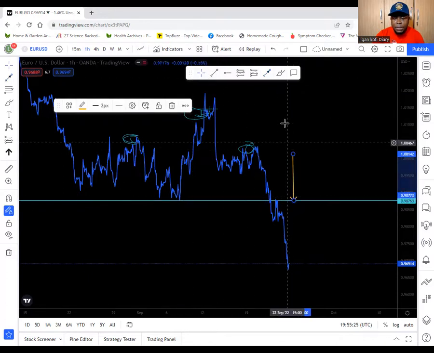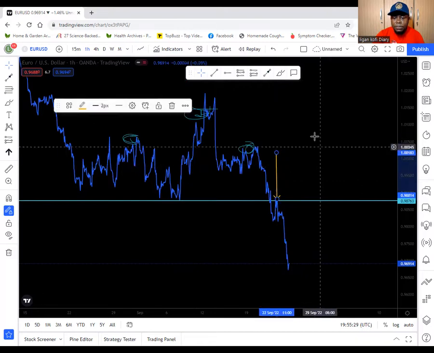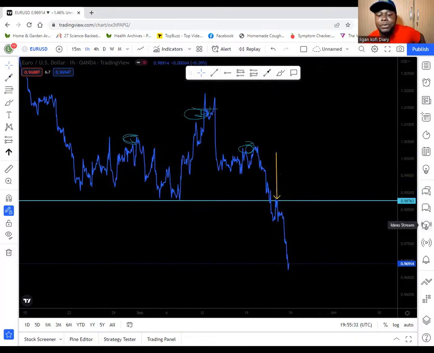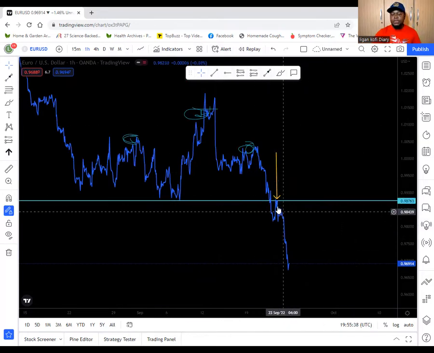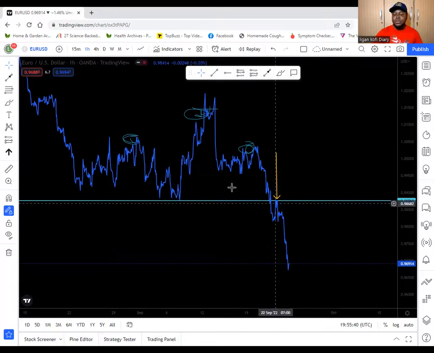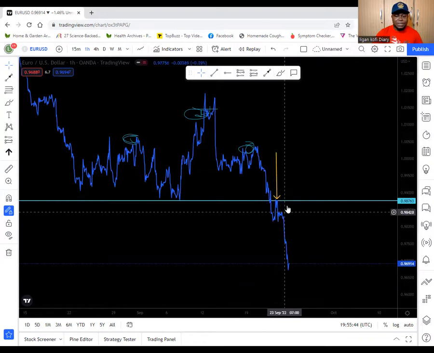And let me adjust this very well. Your entry would have been here. That would have been your entry point because it broke the neck and came back and retested the neck, which gives you a perfect entry to go sell. Perfect entry to go sell.